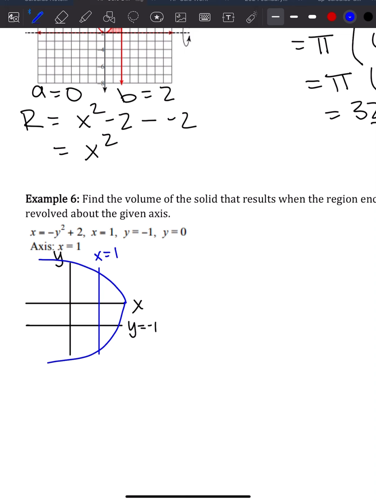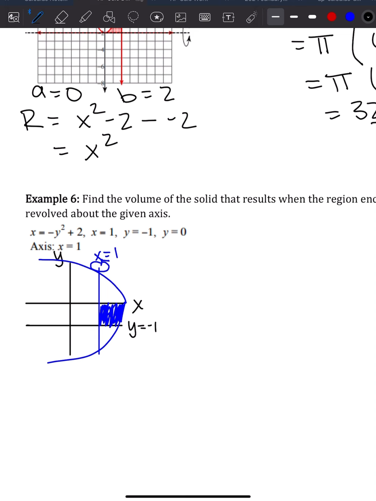The other thing that I know is that I am only looking at the portions that are in between what we have here. So the portion of the graph that we're looking at is this piece right here: y equals negative 1, y equals 0, and then x equals 1 here. Our rotation piece is we're rotating around this axis right here.